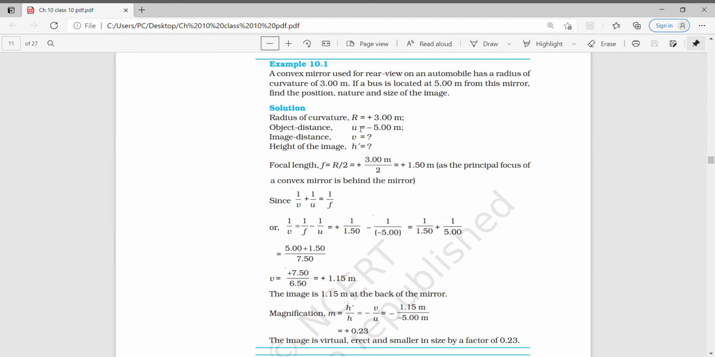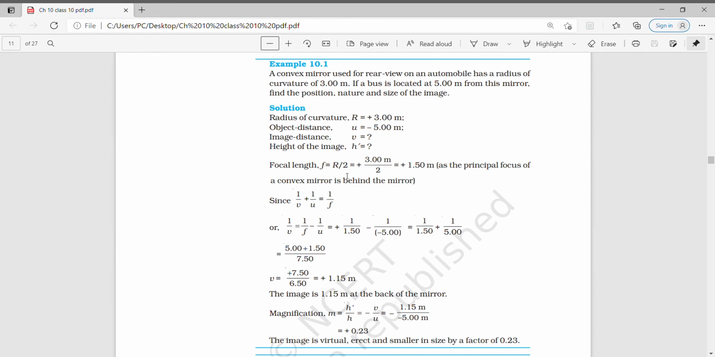Then it is given that the bus is located... So the bus is the object here and it is located at 5 meter from the mirror. So u will be minus 5, because u is object distance and object distance is always negative, whether it is a mirror or a lens, whether it is concave or convex. And what we are to find out is the image distance, that is v. We are to find out the height of the image, h dash.